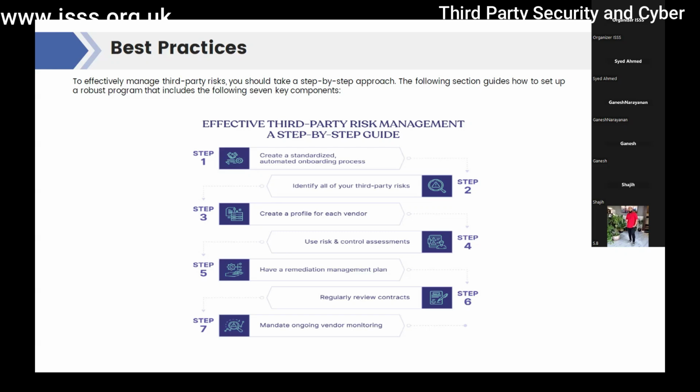And the final and last step is ensuring that vendor monitoring is going on, and this is not something just left at bay. Not having visibility on these vendors will again bring you some other risks.